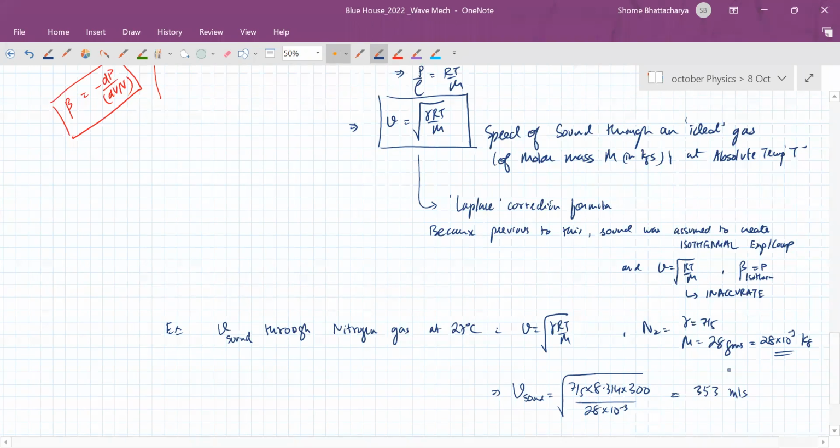So atmospheric air has 78% nitrogen. So you can see that it's that kind of order of magnitude, like the speed of sound through air at normal temperature.